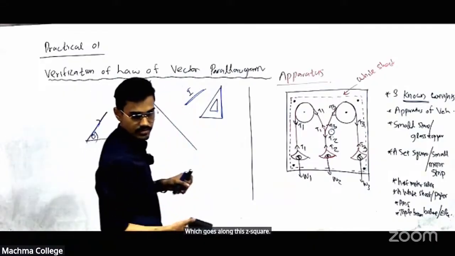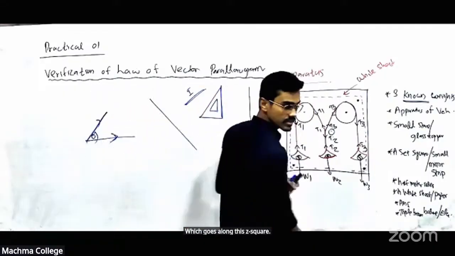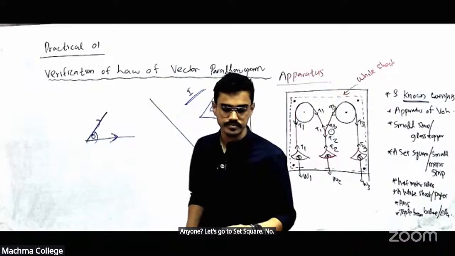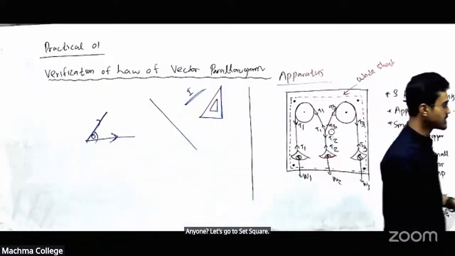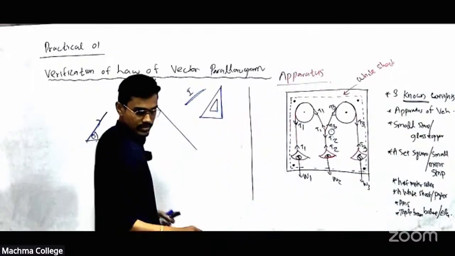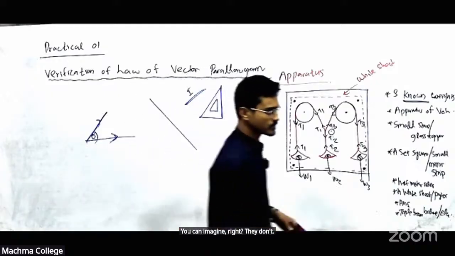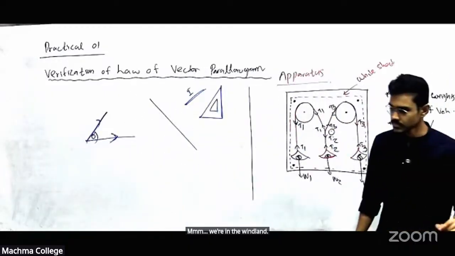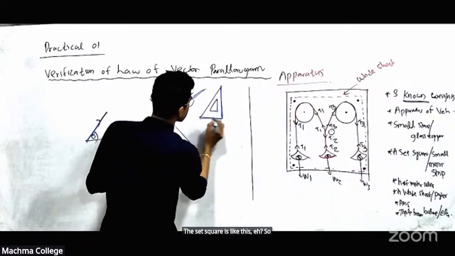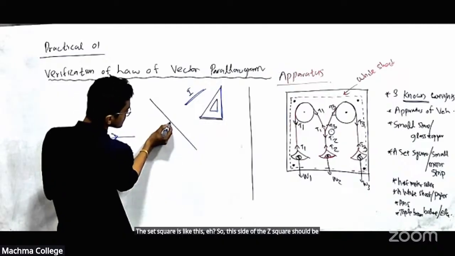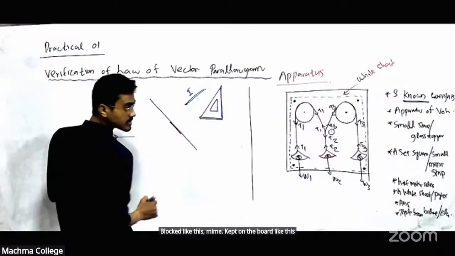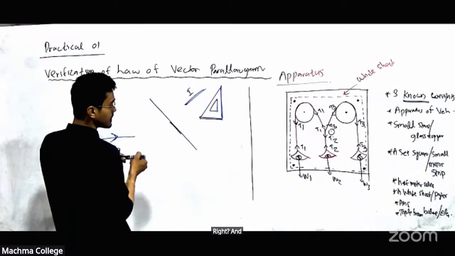Set square, anyone has got a set square? No. You can imagine, right? The set square should be placed like this. The set square is like this. So this side of the set square should be kept on the board like this. Right? And this is an aerial view here.